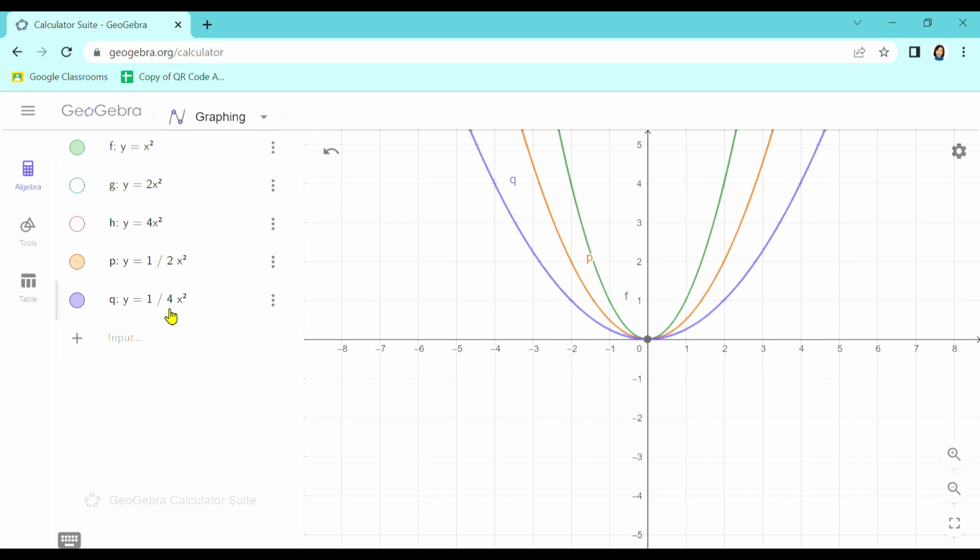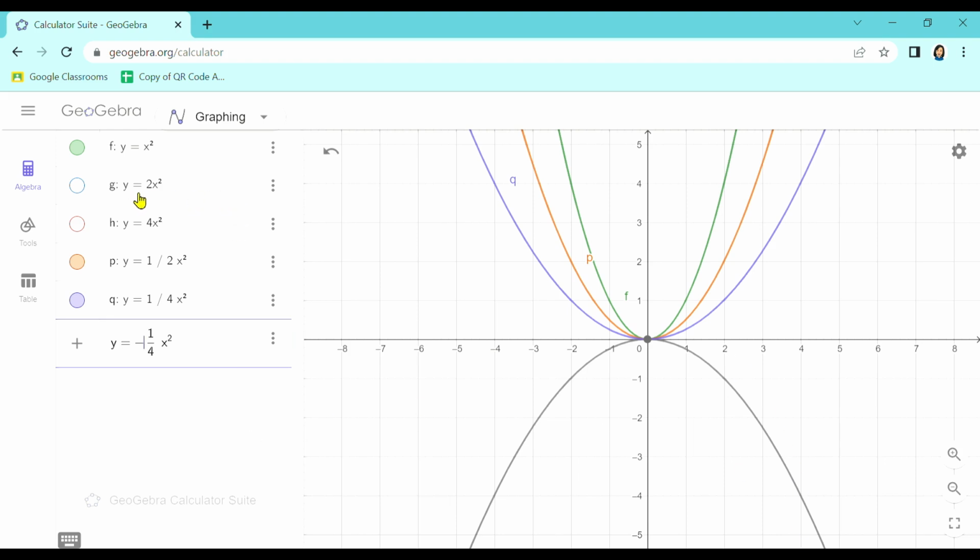Earlier, I also taught you the effect of having a negative a. So let us say I am going to duplicate this, but I am going to make it negative. See what happened to the graph? It reflects down. Now our parabola opens downward.